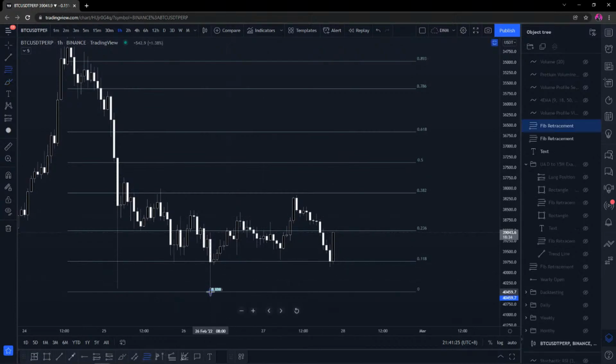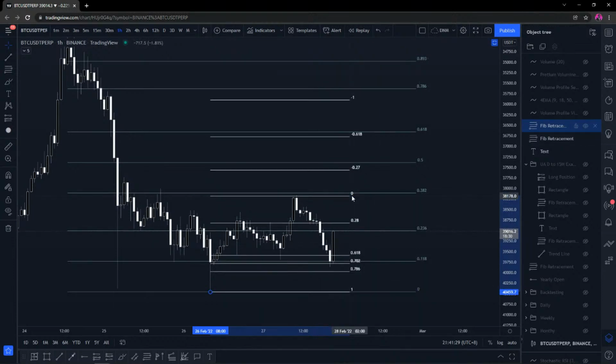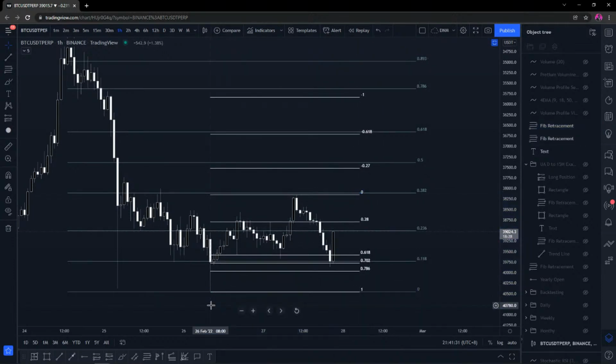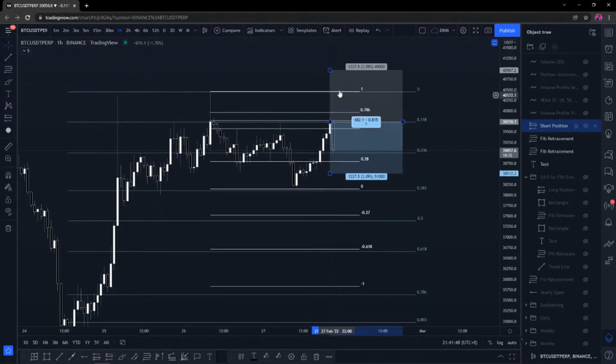Let's look at that fib relationship. And you can see that not only from the wick down to the bottom here, you have the 118 level, you've also got the 702 level. So this could potentially have been an area of significant interest of people looking to short this as price came back up and into it. So yeah, look, it wouldn't surprise me if we could possibly see something like that.